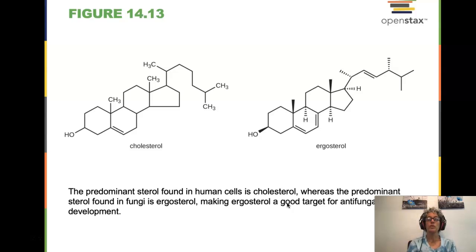This is showing two different sterols: cholesterol, which is found in our cell membranes, and ergosterol, which is found in fungal cell membranes. They're very similar, but if we have a drug that is specific for ergosterol, then we have a good antifungal medication.